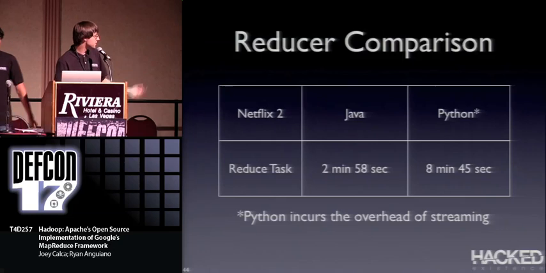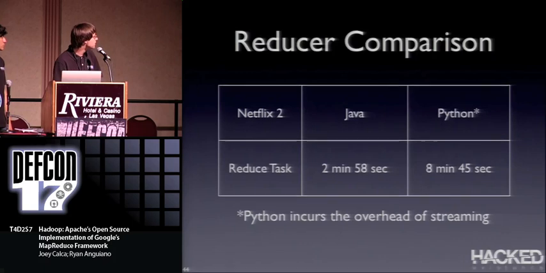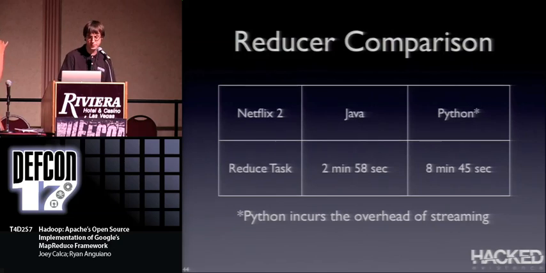And so that output to standard error, if you don't do that, your jobs will get killed by the master node, because you have to report back every so often, or the master node will think your node dropped off the network, and it'll just rebatch out your job to the next available node. Here's a reducer comparison. You've got Java running in 2 minutes and 58 seconds, Python running in 8 minutes 45. So you can see there's a decent amount of overhead that you incur using the streaming interface.